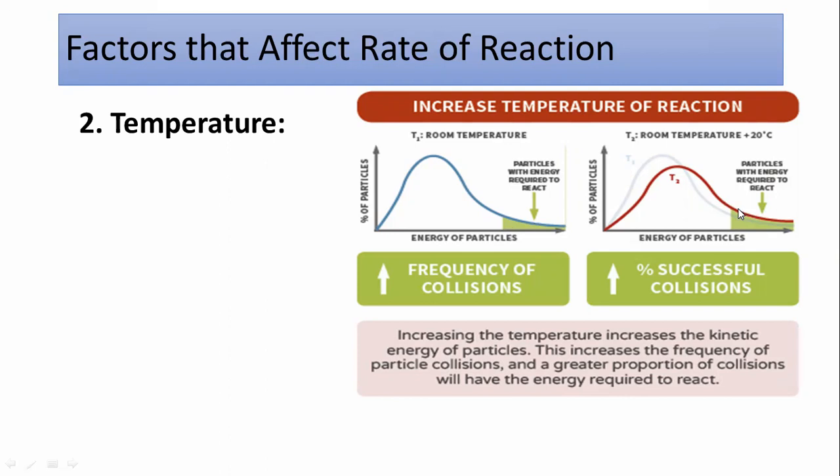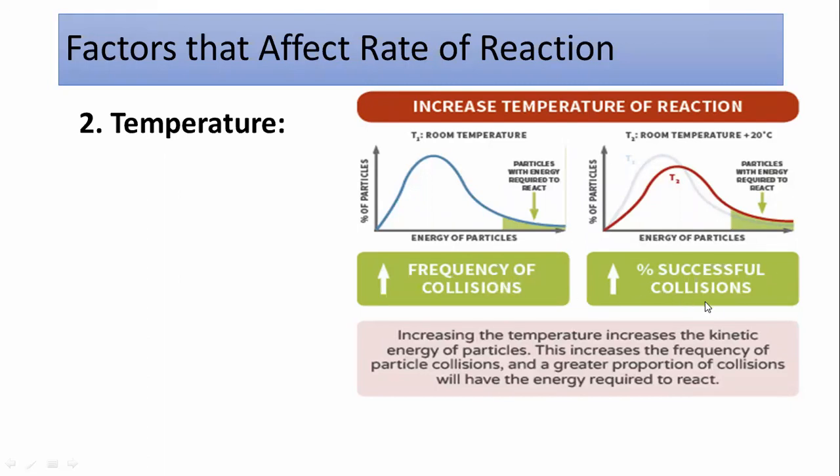So what is the effect of the temperature? That means when you increase the temperature, the particles with energy required to react to each other are more as compared to the lower temperature. And what is happening over here? When you increase the temperature, why is this area more? Because when you increase the temperature, there is more frequency of the collisions. That means they are faster to collide with each other within the specific time. That means there is an increase in the percentage of successful collisions. That means the effective collisions.